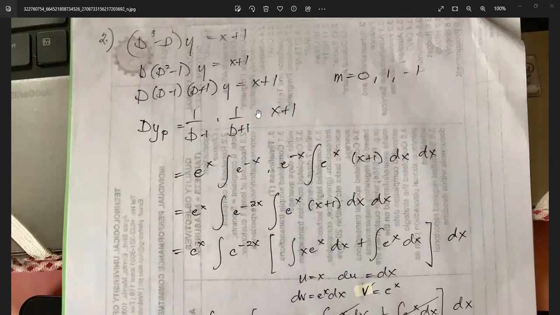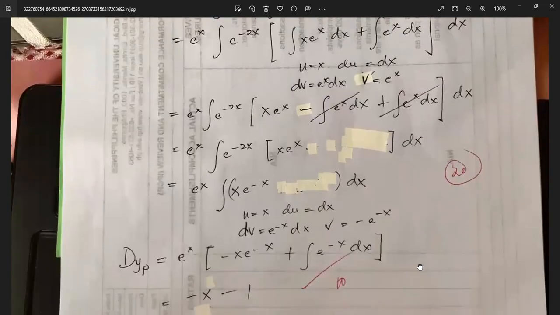So always start with the 1 over D minus p or D plus p, if the right side contains a variable. Any questions?